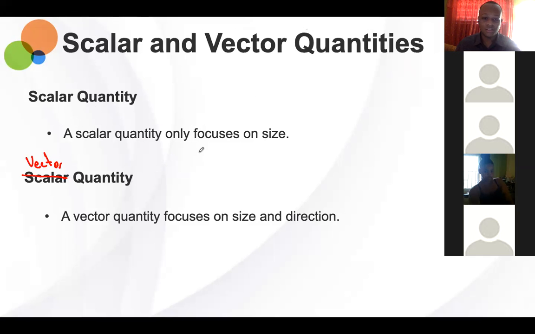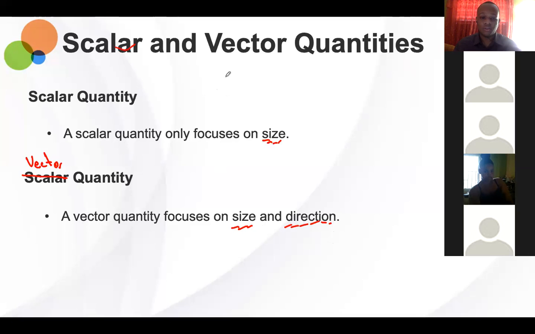So a scalar quantity only focuses on size. You don't need to worry about this too much. Just know that a scalar quantity only focuses on the size, and a vector quantity focuses on size and direction. Just trust me, we're moving on. You will see this coming up more. So scalar is just a size, while with vectors we deal with direction and also the size.